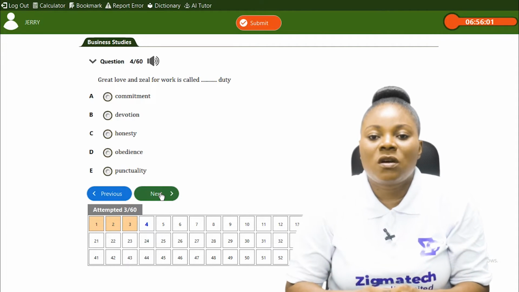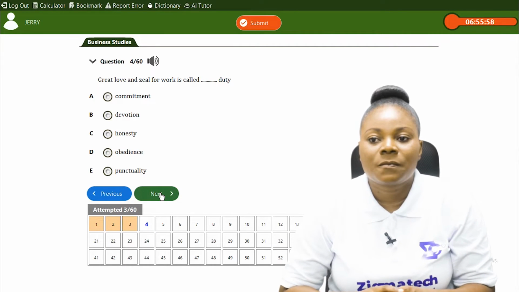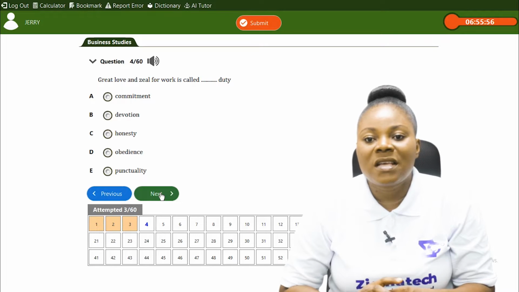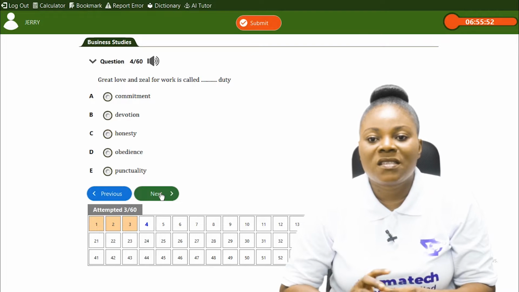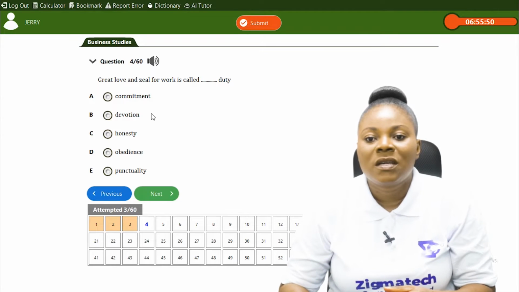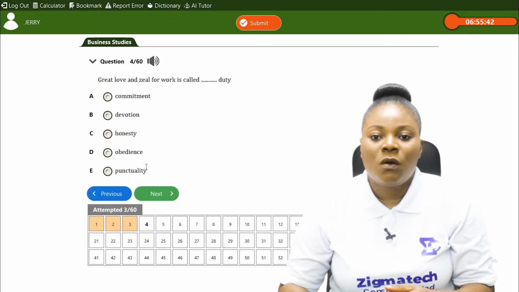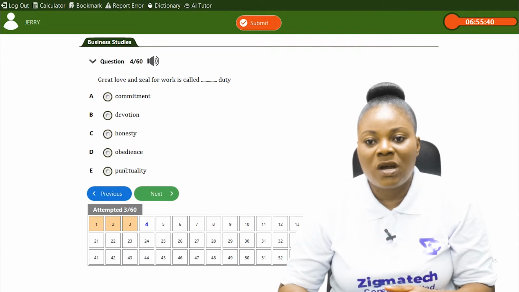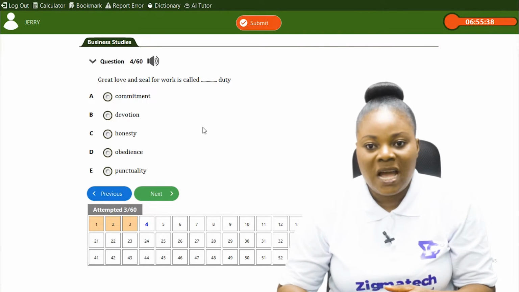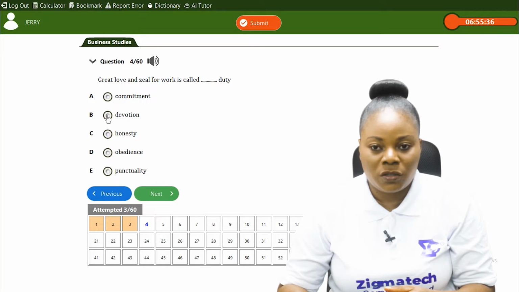The next question, question 4, says, great love and zeal for work is called dash duty. Is it commitment to duty, or devotion to duty, or honesty to duty, obedience to duty, or punctuality to duty? The answer is B, devotion.